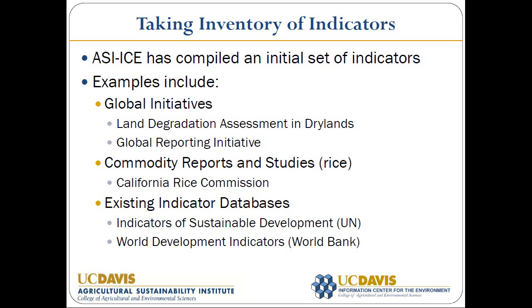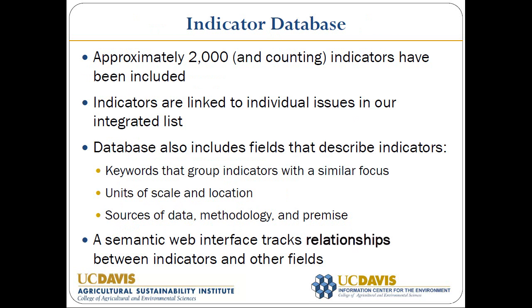Now, we've since added indicators from various commodity-specific studies, particularly rice, as well as a number of existing indicator databases, as you can see here. The bullet points are just a subset of the sources that make up this database and are here just to provide you with a few examples. So this process populated our database with over 2,000 indicators.